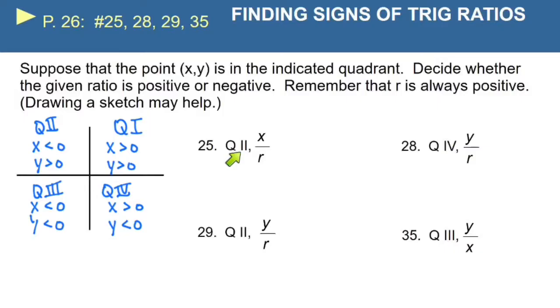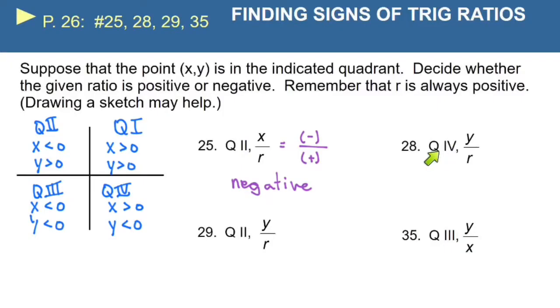So now, if you are looking at an angle in quadrant 2, and you're looking at the ratio x over r, which we know now is cosine, then in quadrant 2, your x would be negative, and r is always positive. So what you're looking at here is a negative divided by a positive, which is always a negative value. So in quadrant 2, x over r is always going to be negative.